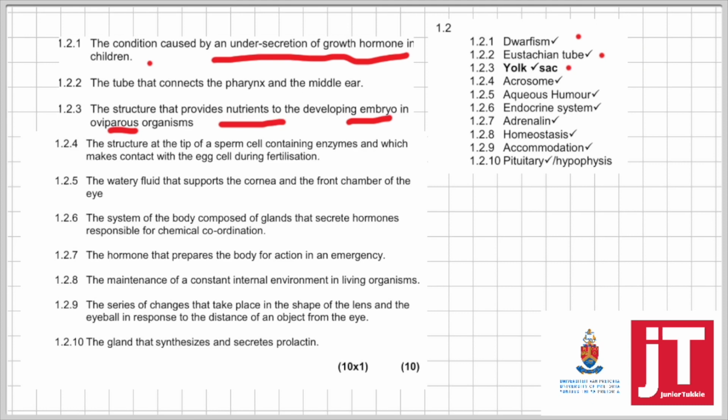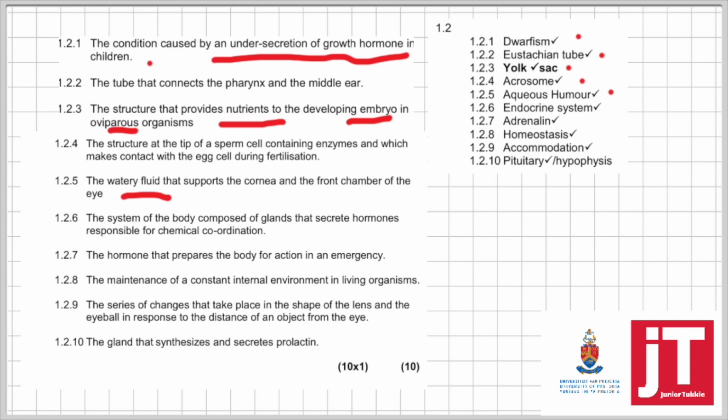Okay. 1.4. The structure at the tip of a sperm cell containing enzymes which makes contact with the egg cell during fertilization, that we know as the acrosome. 1.5. The watery fluid that supports the cornea and the front chamber of the eye. Watery fluid. Fluid is associated with aqueous humor.